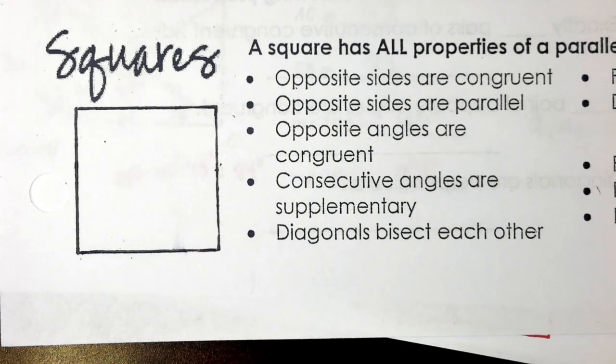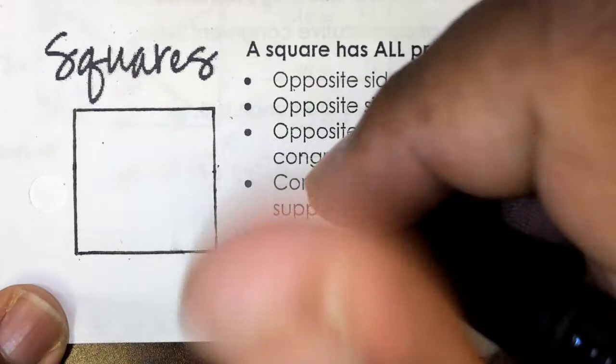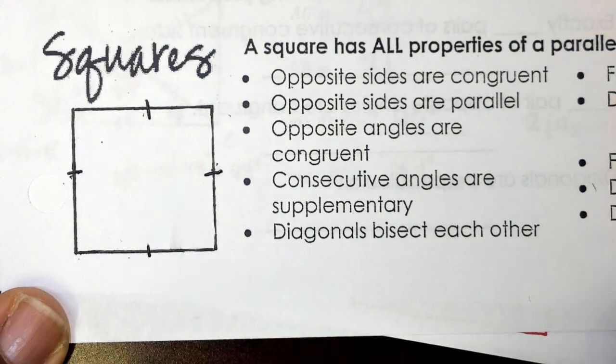That square crispy. Alright, so the square has all the properties of any parallelogram, plus all the properties of the rectangle, plus all the properties of the rhombus. It has everything. So we need to mark this one up. Like a square, you should know all four sides are congruent, so the opposite sides have to be congruent. You should also know that opposite sides are parallel, here and here.